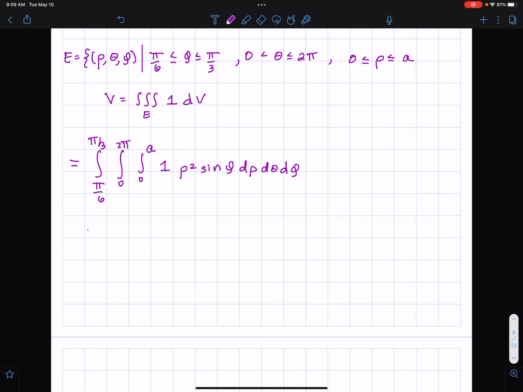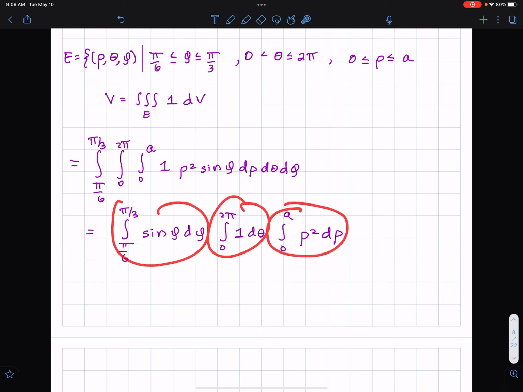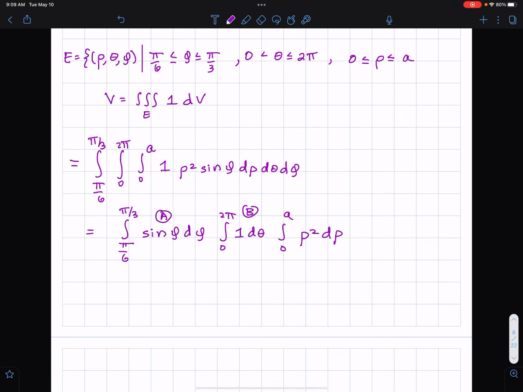So because of that, we can break this into pieces. We can go from pi over 6 to pi over 3 of our function of phi, which is sine phi. Then we can go from 0 to 2 pi of 1 d theta, and then 0 to a rho squared d rho. And it doesn't matter actually which order we put all those three in there. And then I can do what I've been doing before, which is I'll write this as A, B, and C.